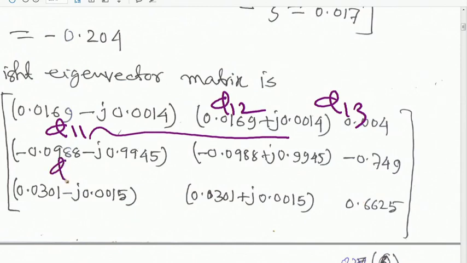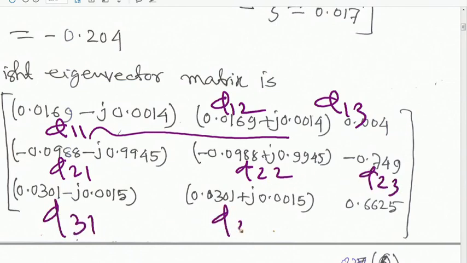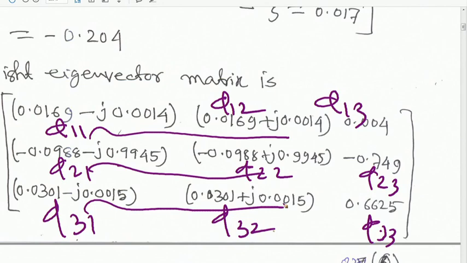Similarly, this is your phi 2 1, phi 2 2 and phi 2 3, and this one is phi 3 1, phi 3 2 and phi 3 3. Here also these two are complex conjugates. Now, to get the left eigenvector, psi is equal to phi inverse, which we have seen, because phi into psi is equal to the identity matrix. So, psi is equal to phi inverse.